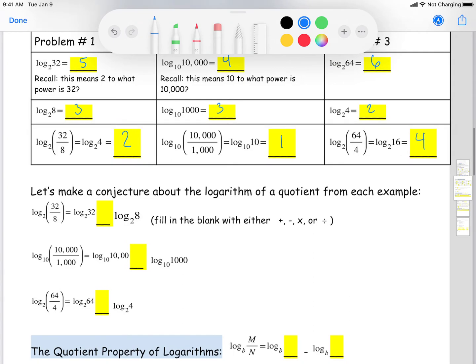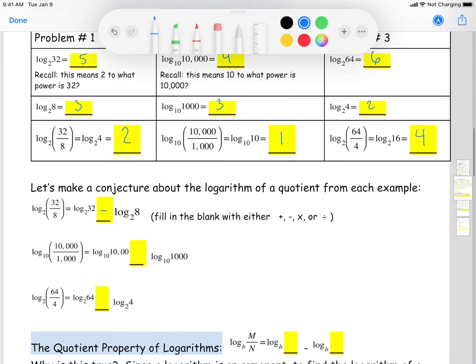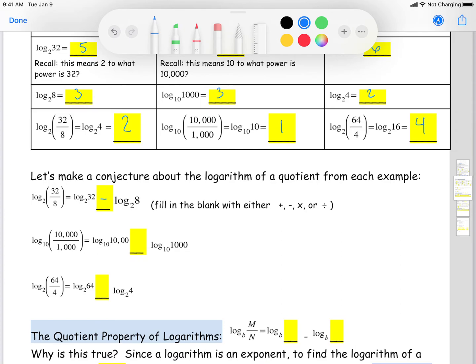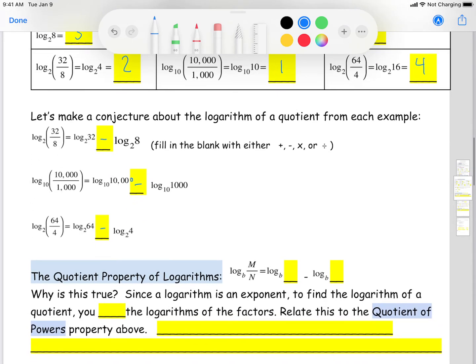So based upon this, we know that log base 2 of 32 over 8 is the same thing as log base 2 of 32 minus log base 2 of 8. Likewise for log base 10 of 10,000 divided by 1,000, it ended up being the same thing as log base 10 of 10,000 minus log base 10 of 1,000. And log base 2 of 64 over 4 is the same thing as log base 2 of 64 minus log base 2 of 4.